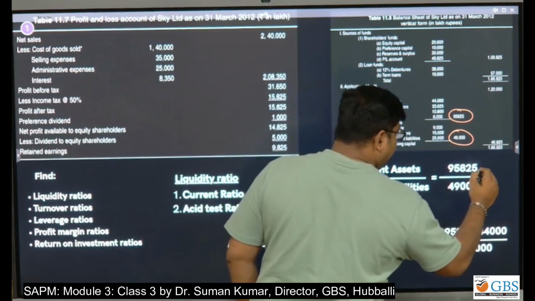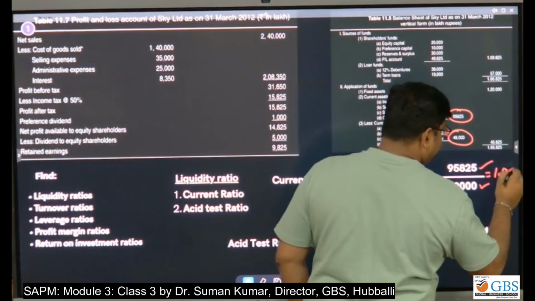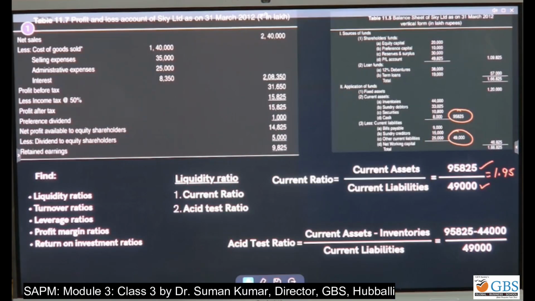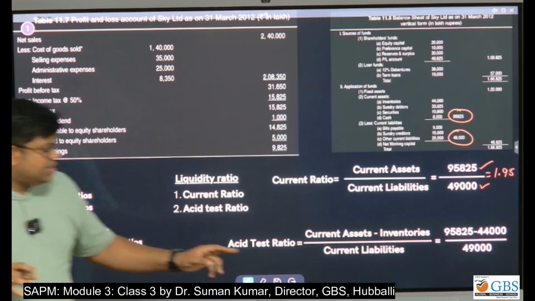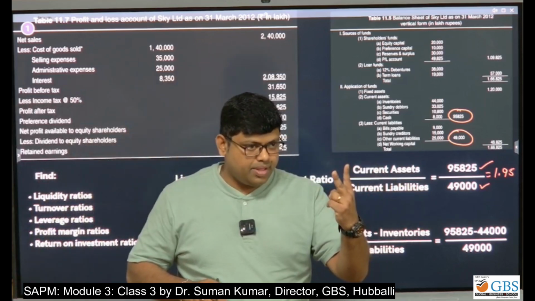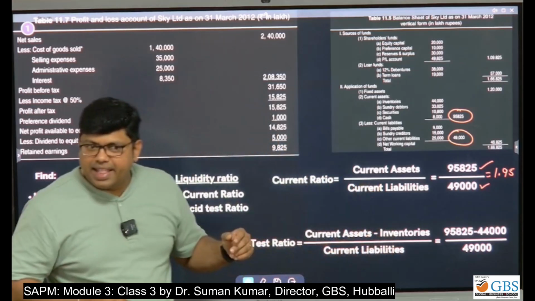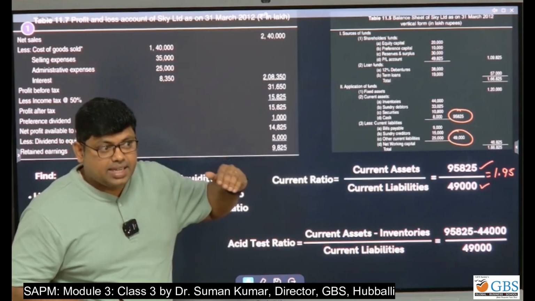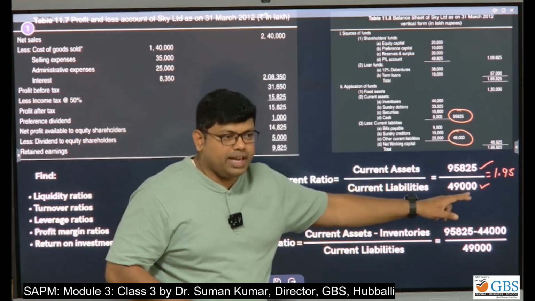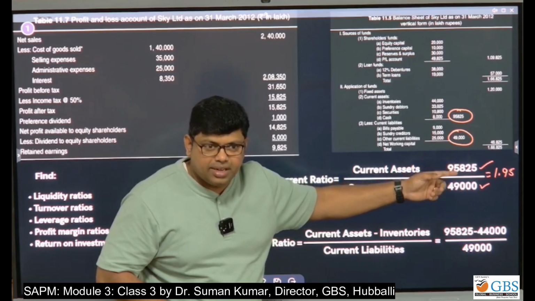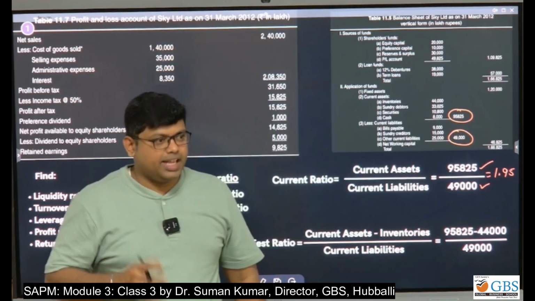So 95,825 divided by 49,000 is 1.95. What do you mean by 1.95? First listen everyone. 1.95 is nothing but 2, that is, 2 times. Current assets are 2 times, double. Look here, 49,000 almost doubled becomes 95,000 current assets. Now tell me, what is the conclusion? Now 1.95 has come, it is 2 times.